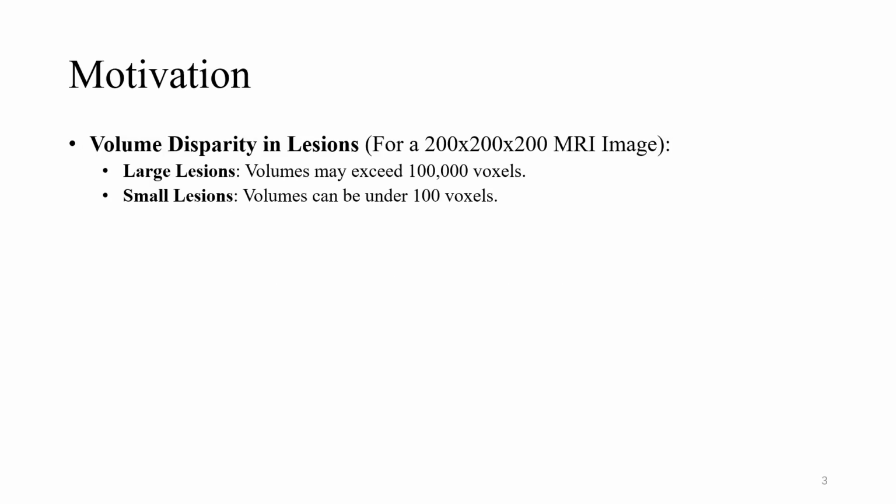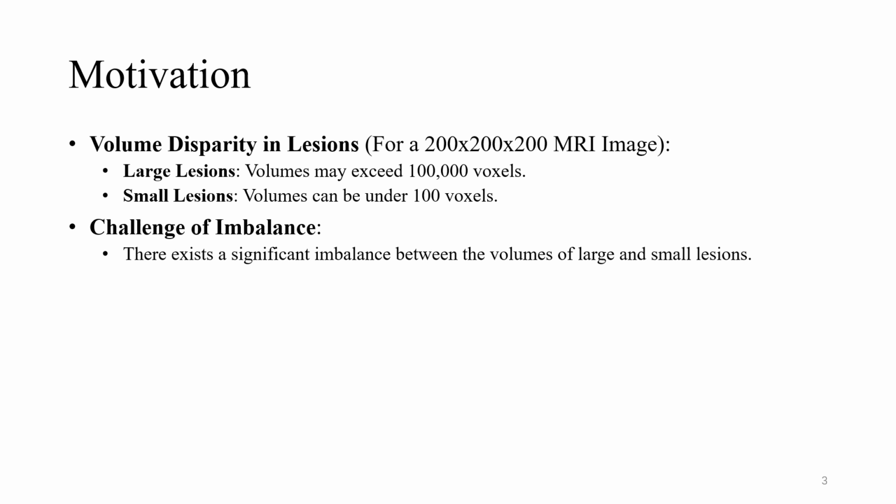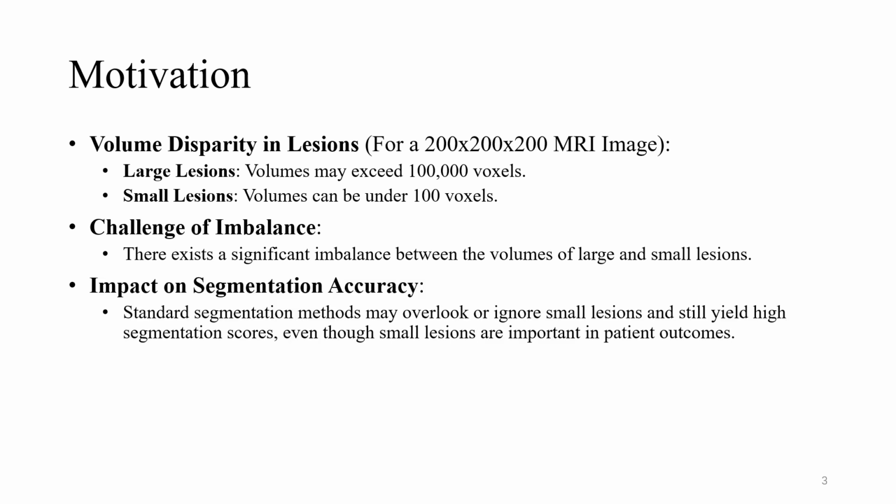The motivation behind this work stems from a critical challenge in stroke imaging, the disparity in lesion volumes. Large lesions in a typical MRI scan can exceed 100,000 voxels, while small lesions are often under 100 voxels. This imbalance negatively impacts segmentation accuracy, as models tend to overlook smaller lesions while still producing high overall scores. However, these small lesions play a crucial role in patient outcomes, making it vital to focus on improving their detection.